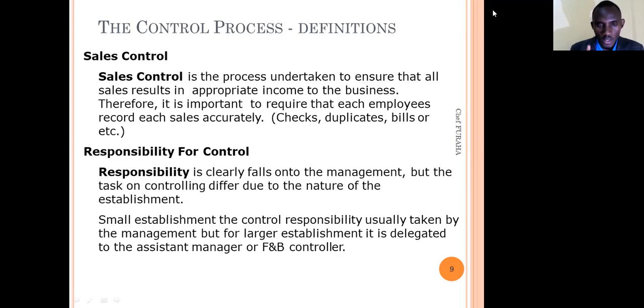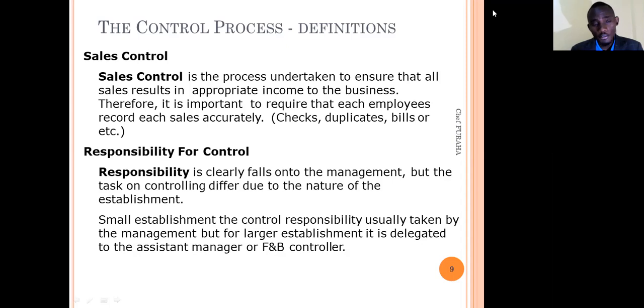Though in this chapter we are not going to go through sales control too much because that is not our main objective, sales control is also needed in an establishment because you may control your cost, but at the end of the day, if sales are not controlled properly, you may produce but you don't get sales. Or you sell, but money is not posted, is not checked, is not deposited.